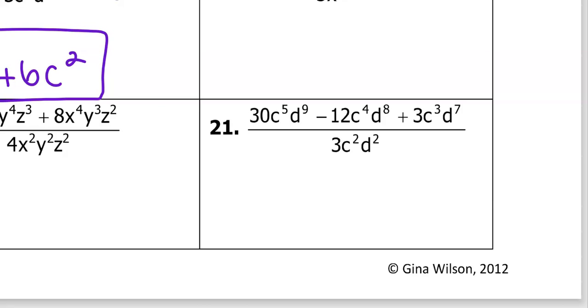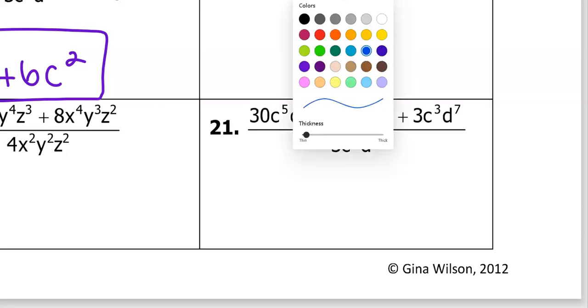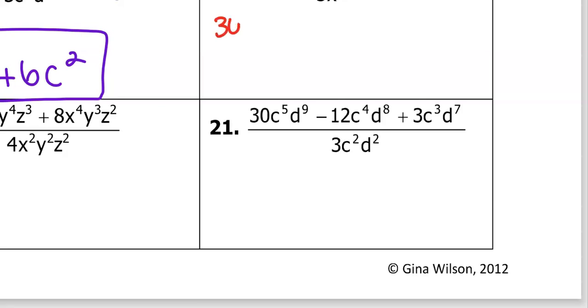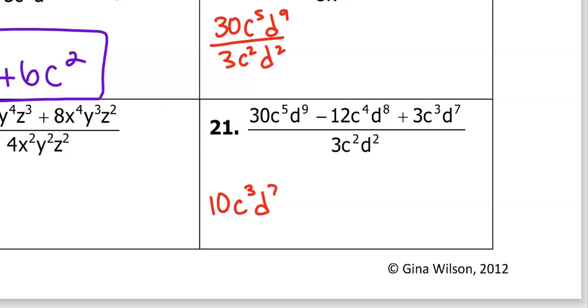All right, so we have a trinomial over a monomial. Trinomial means we have 3 separate terms being divided by the same common factor. So treat it as 3 separate pieces. My first piece is 30C^5D^9 over 3C^2D^2. So 30 over 3 is 10. It should be C^3. And D, it'll be D^7. Good. I didn't get any negative exponents, correct? So that piece, there's no fraction. They all stay together.